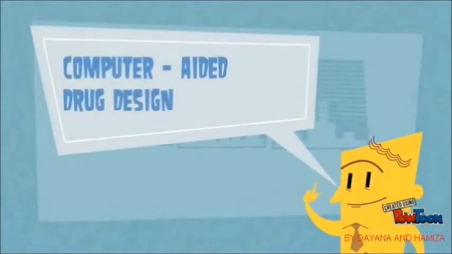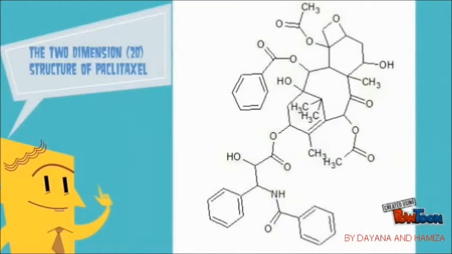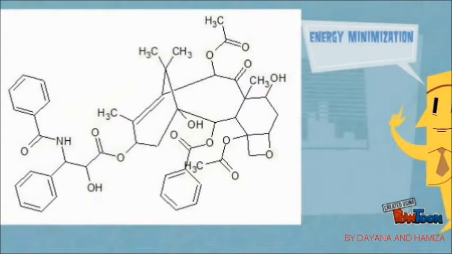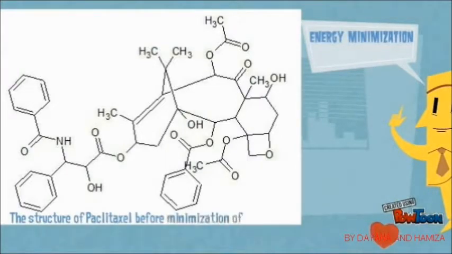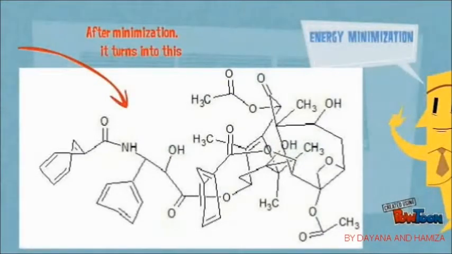In this part, we will be discussing about the structure of paclitaxel and different types of conformation. This is the structure obtained of paclitaxel in 2-dimensional by using ChemSketch. This diagram shows the structure of paclitaxel before minimization energy. After minimization, it will become something like this.